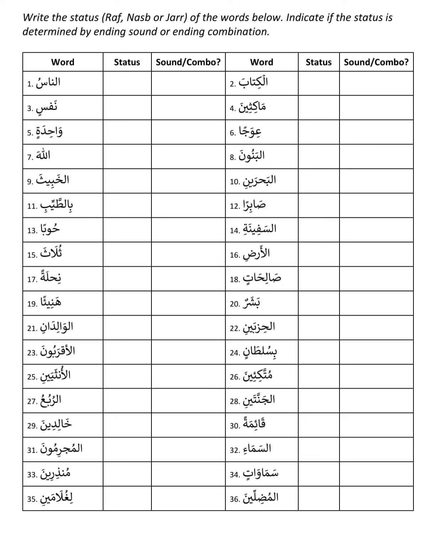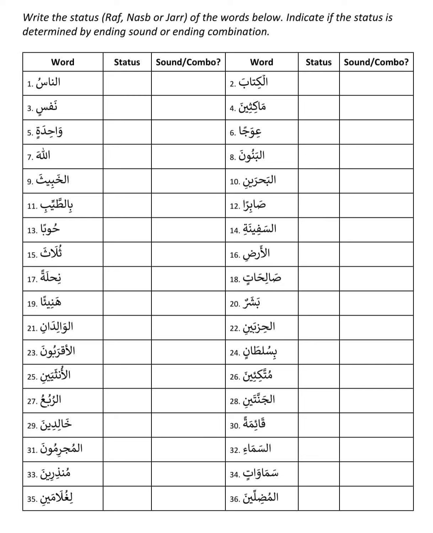And 35 is Gulamaini. Gulamani, Gulamaini. It's a combo and it's nasib or jar. Like Muslimani, Muslimaini. Last one is Mulilina, like Muslimina. So it's nasib or jar. It's a combo. So it's a very easy exercise. What you just do is understand whether it's a combo or sound.